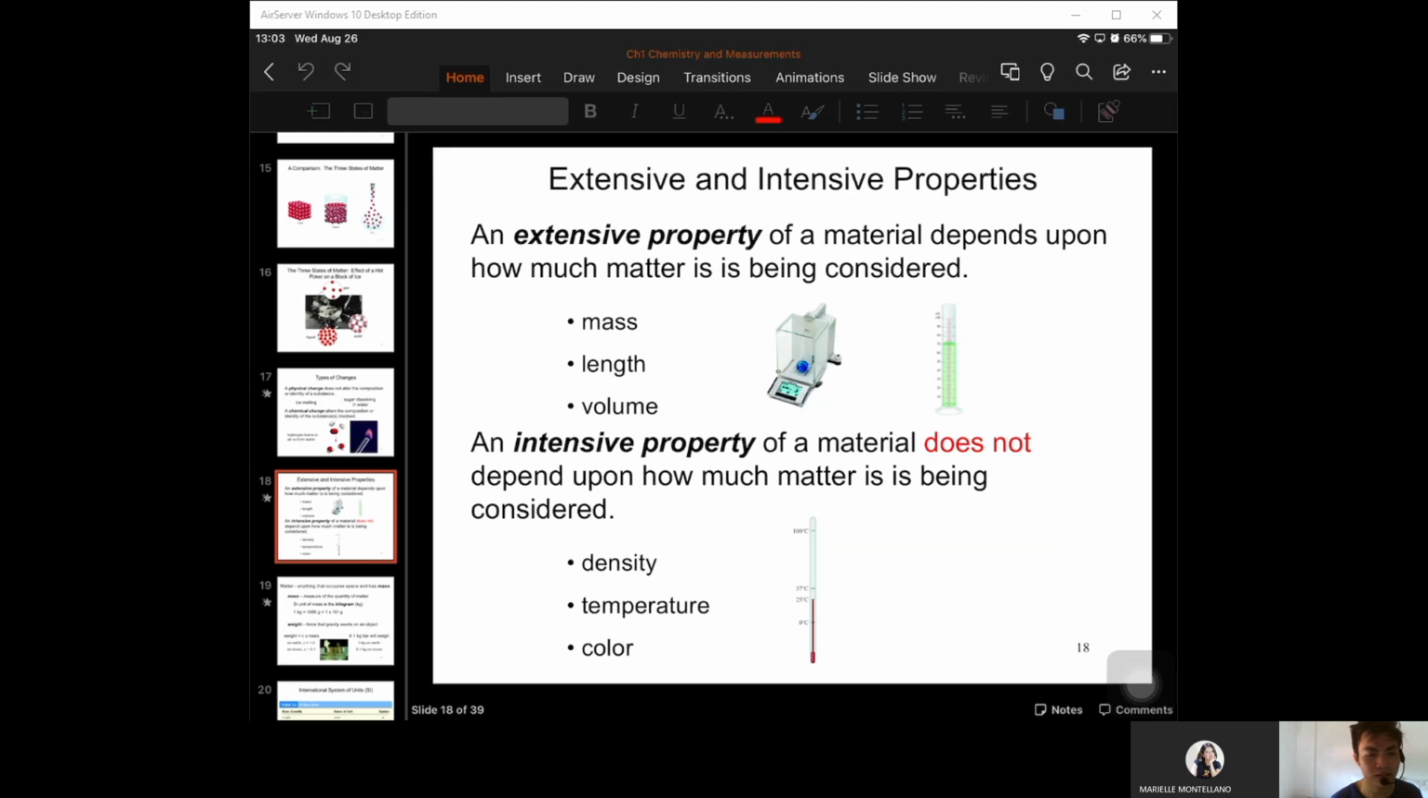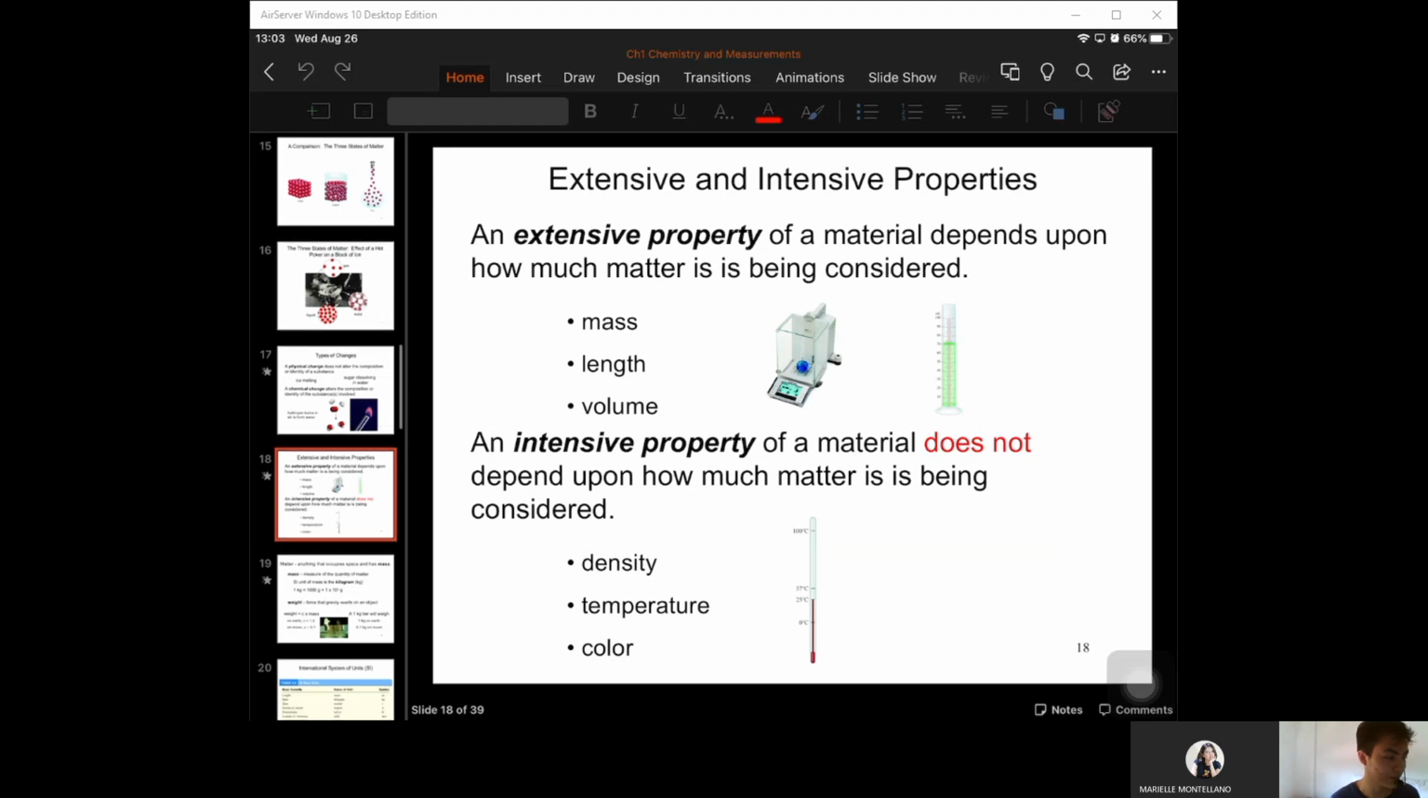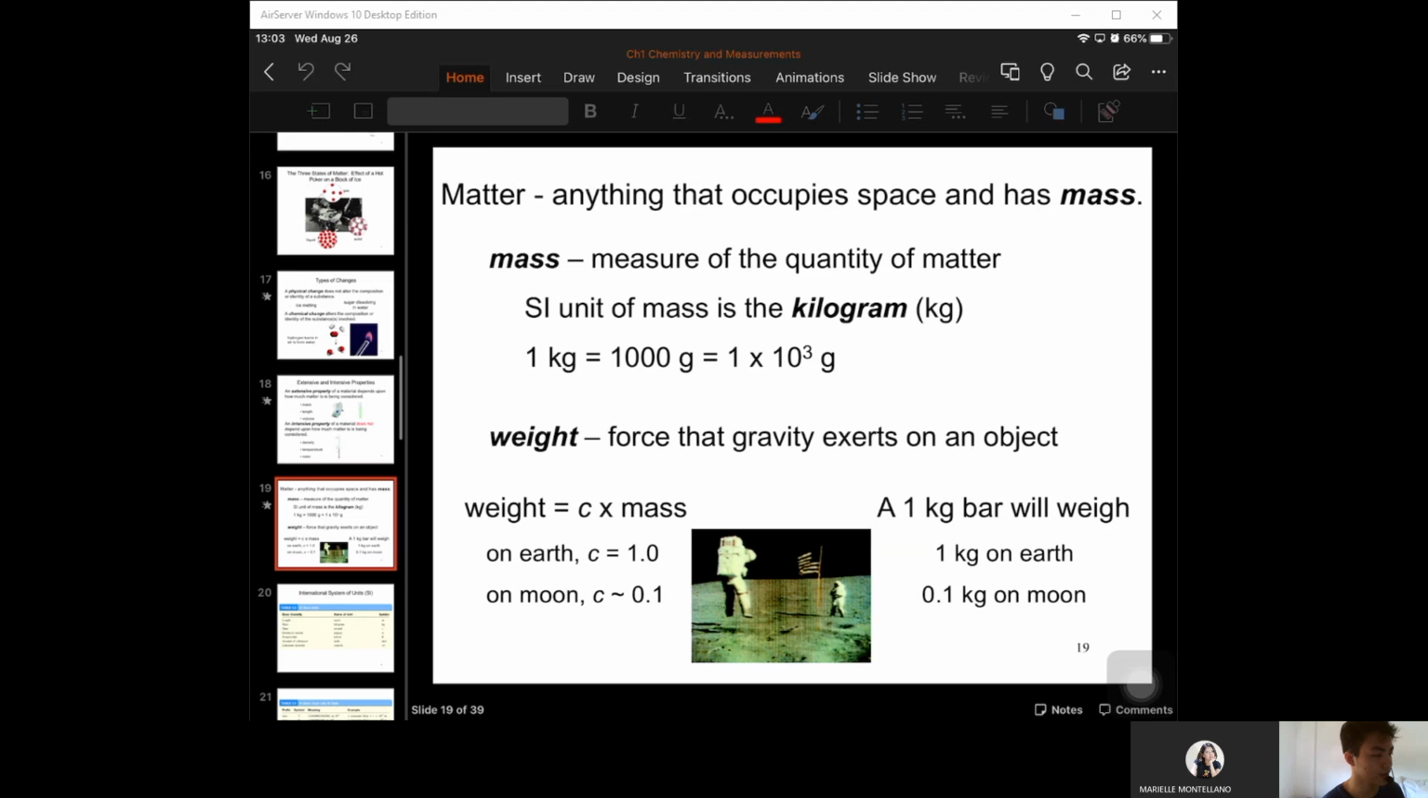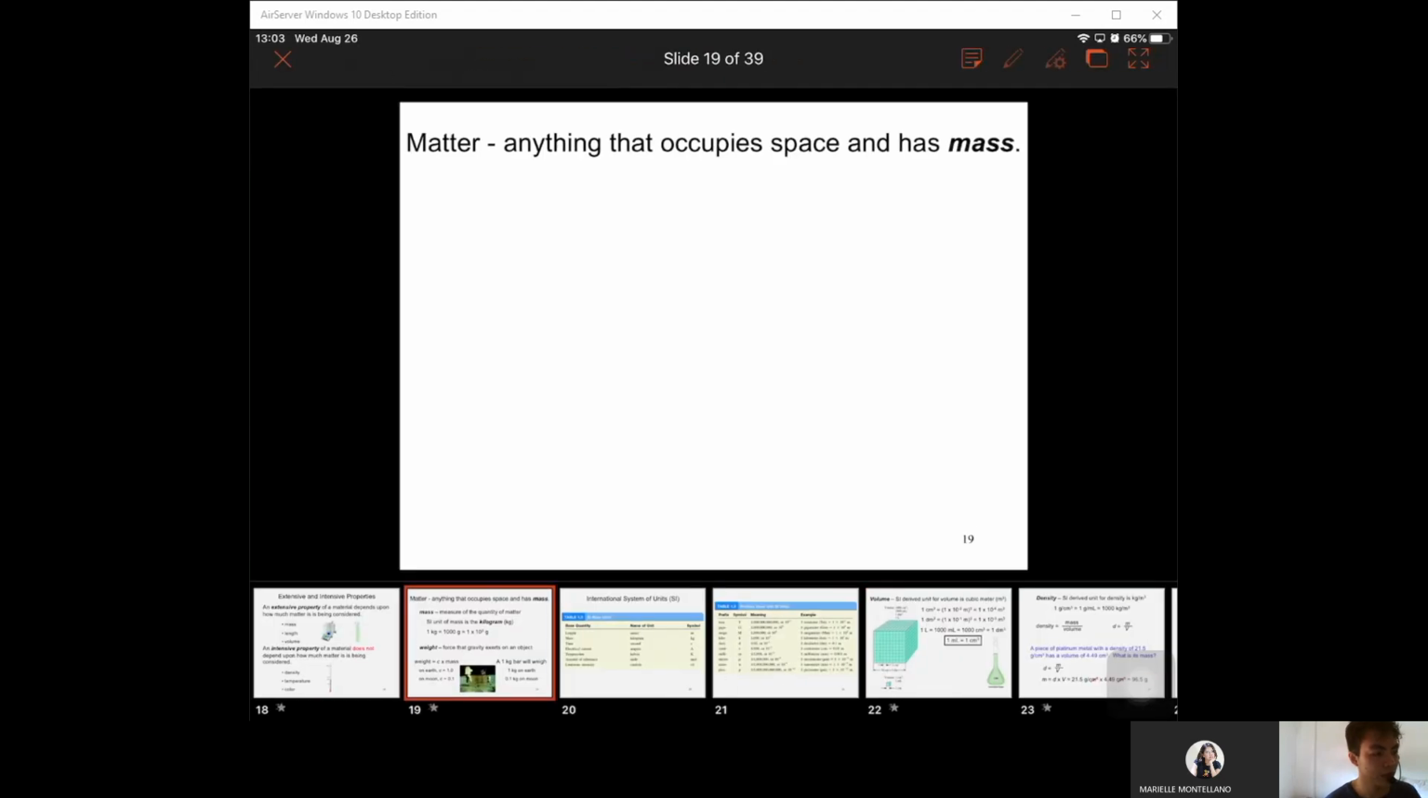Sabihin, regardless of the volume, regardless of the mass, ito yung kanyang density, no? Ito yung kanyang temperature, so on and so forth. So, yun. Okay, so balik ulit tayo, no? Ano yung ma-observe natin, no?